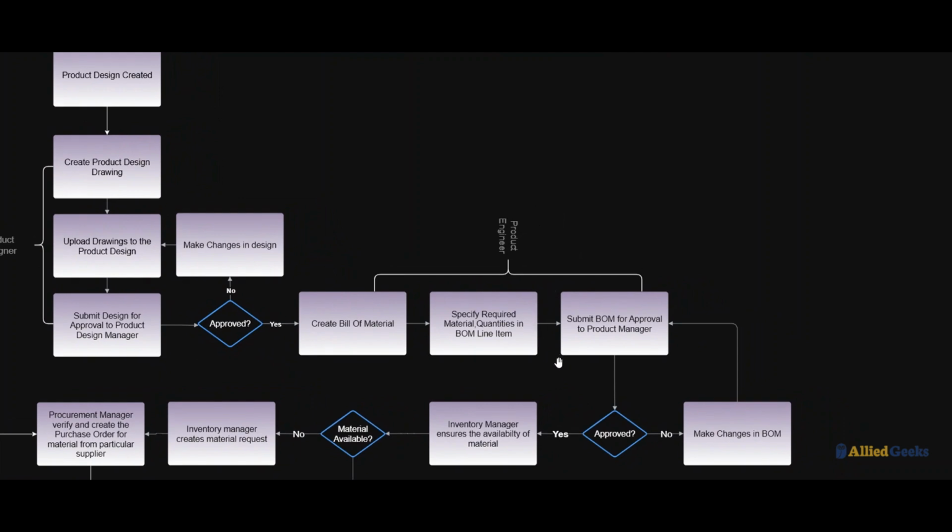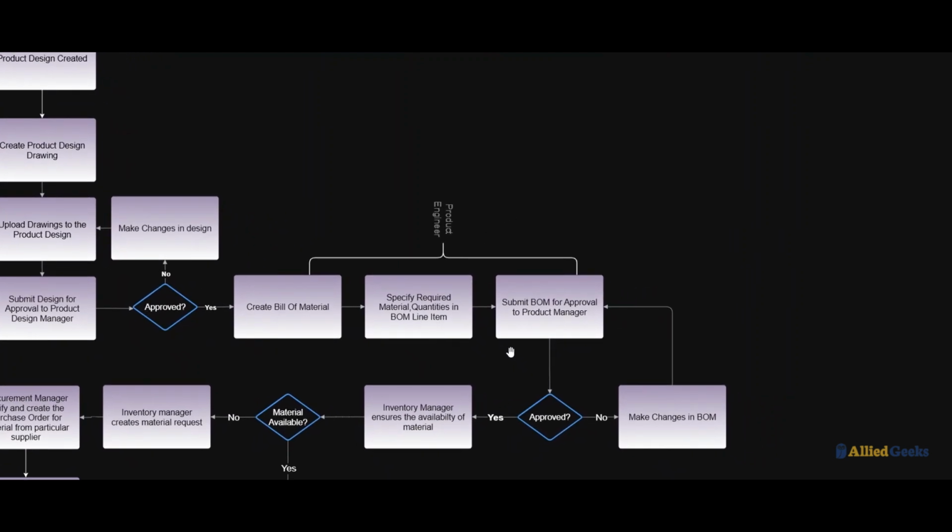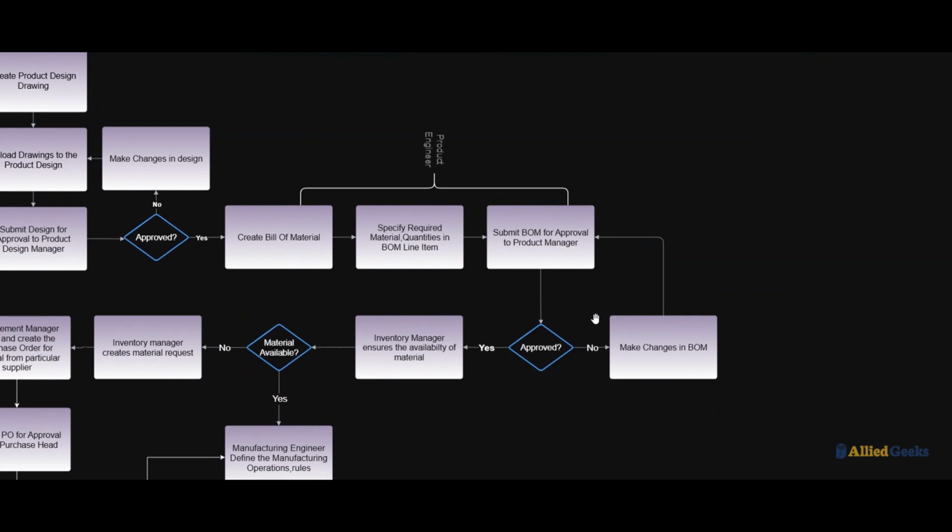These components are added as BOM line items, including suppliers, part numbers, units of measure, and costs. Once completed, the BOM is submitted to the product manager for review and approval. If the BOM is rejected, it's sent back for corrections.